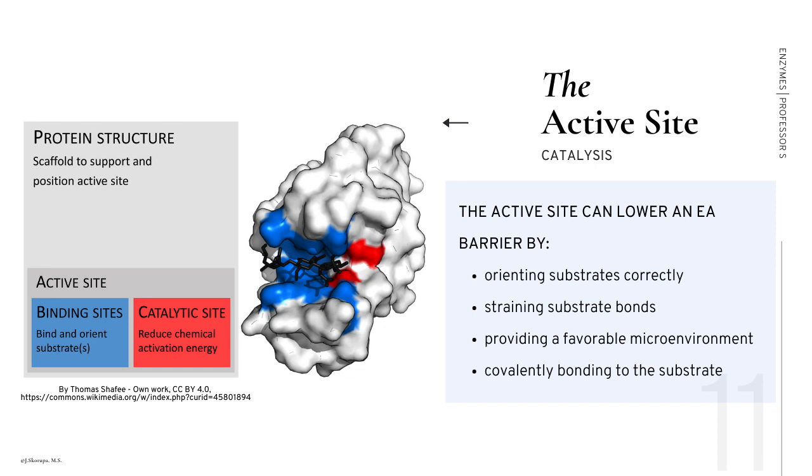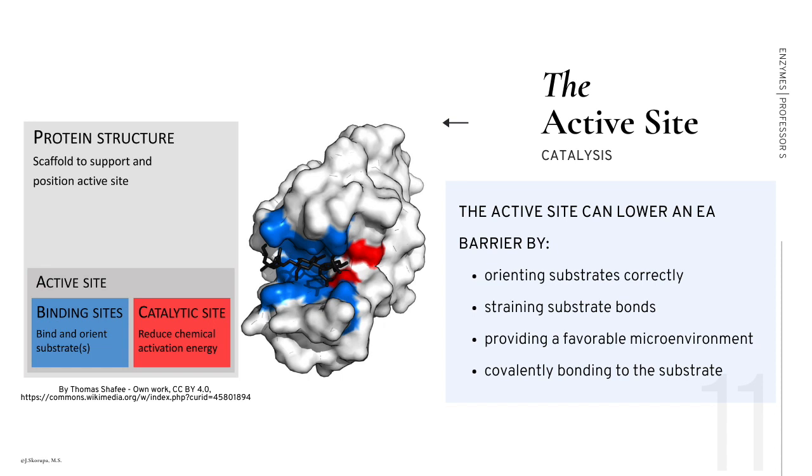The active site can also provide a favorable microenvironment that is more conducive to the desired enzymatic reaction. For example, if the active site has amino acids that have acidic R groups, the active site may be a pocket which holds low pH, so it would be more acidic, so that that amino acid is in a better microenvironment.